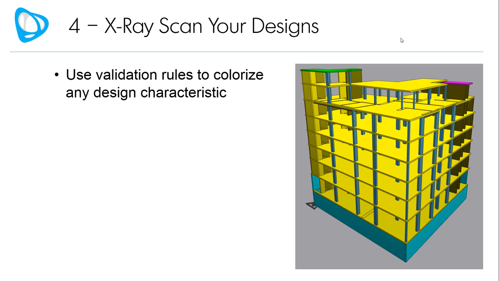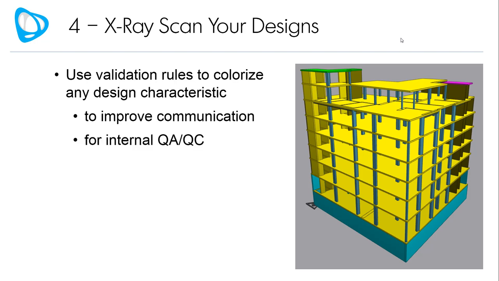So here, what we're talking about is using validation rules to colorize any design characteristics, either to improve your internal communication, or how you communicate your project information to others, or simply as a way to do internal QA/QC. Let's run through a simple example.